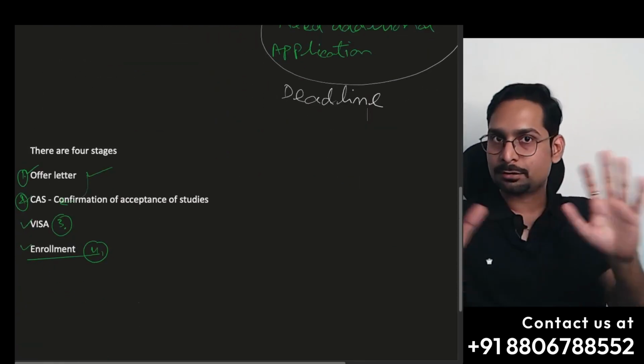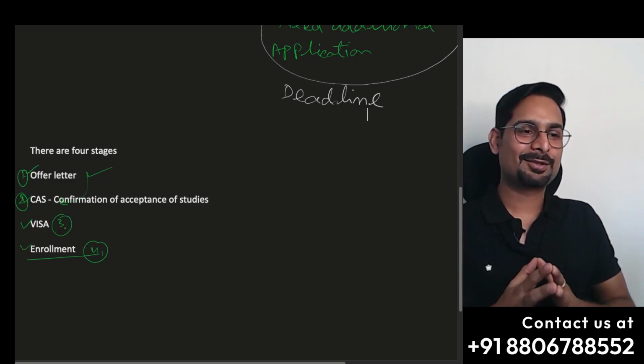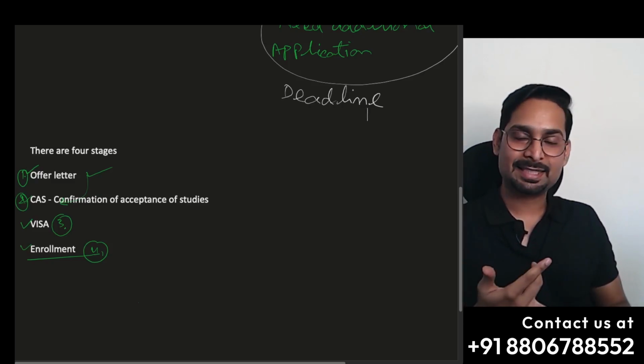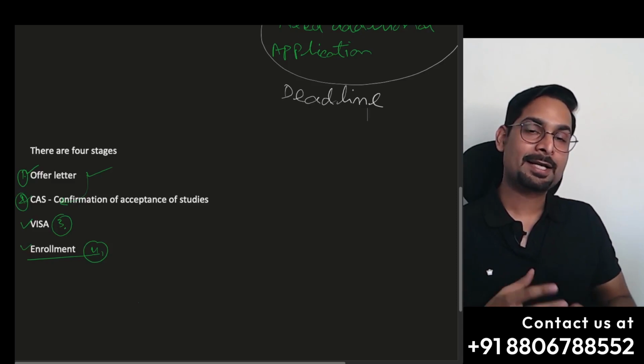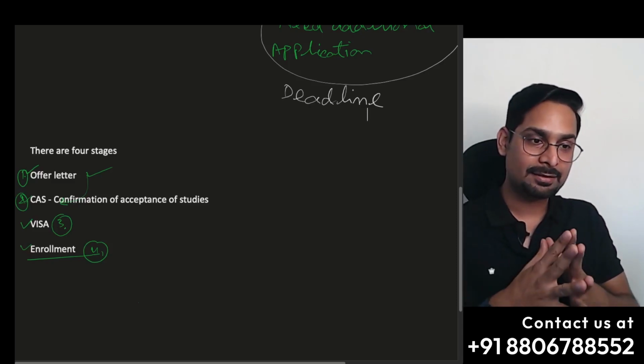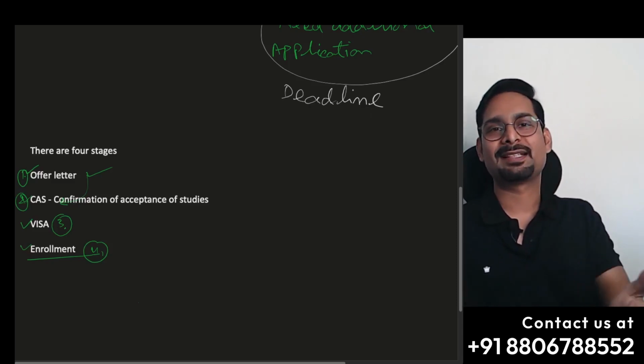Having an offer letter is not the end of the story. You need to look for CAS, visa and enrollment at that university. As I said, I will be covering the CAS, visa and enrollment procedure in the next video.